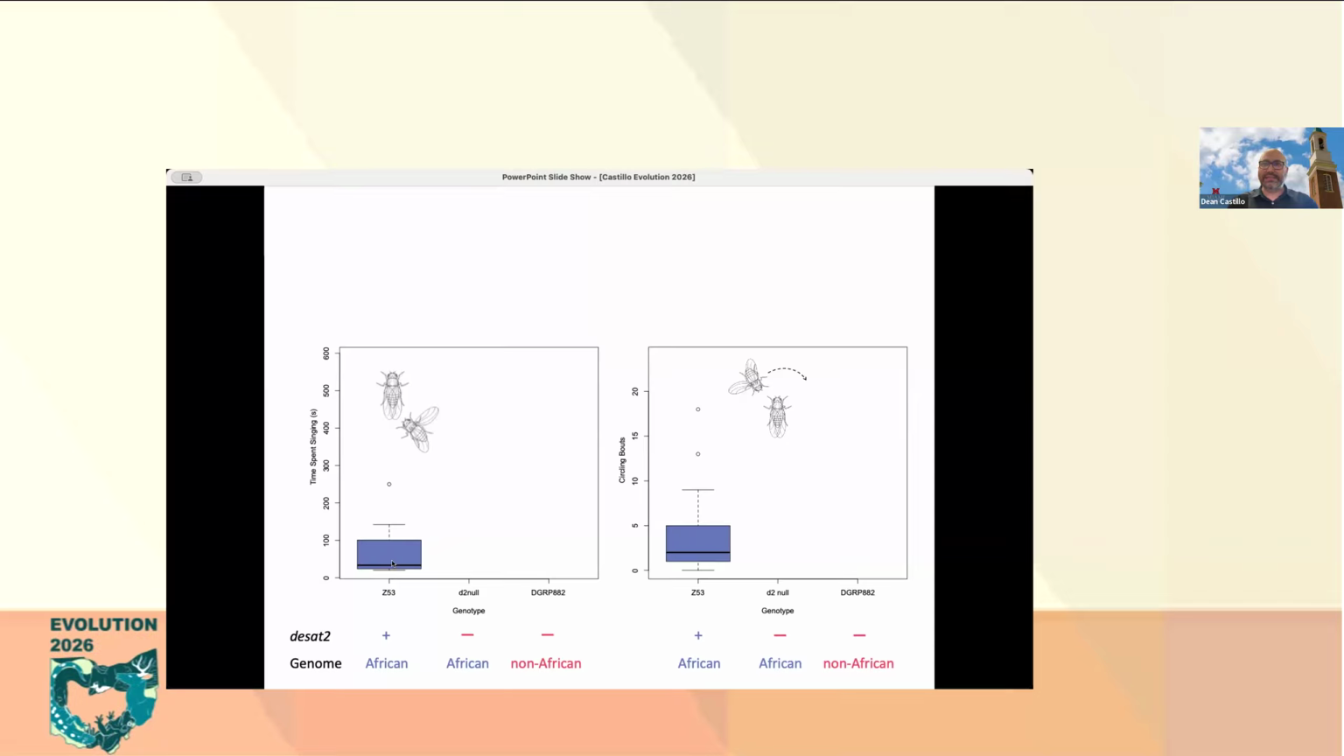African flies, they don't really sing a lot to other African flies. This behavior on the right-hand side is called circling. It's phenotypically similar. They are making a song, but they just move in an arc. So this is our baseline. This is how an African fly treats another African fly.